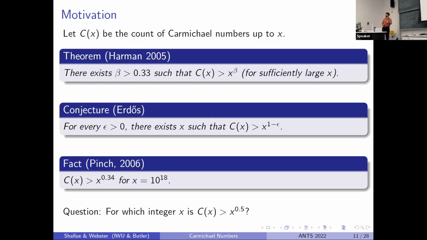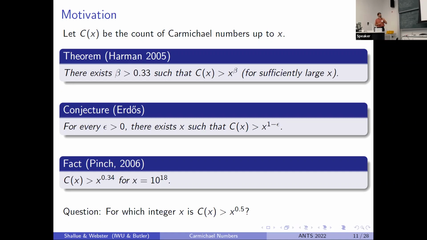In Alford, Granville, and Pomerance's proof, 2/7 is the value that they got. When I looked through the literature, the best one I found was Harman 2005, 0.33. And then Richard in 2006, I don't think that was your last tabulation either. I just didn't find what the new number was, I didn't do the work to figure out the new number.